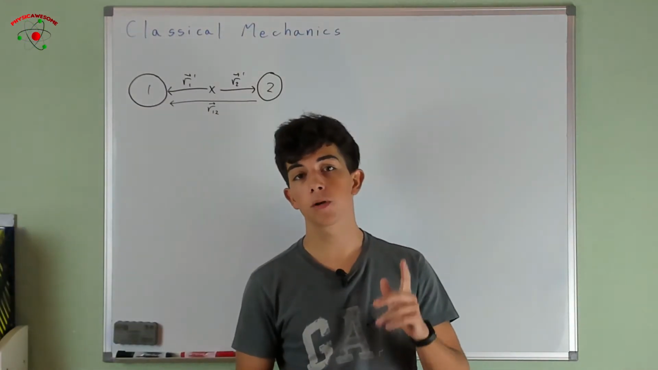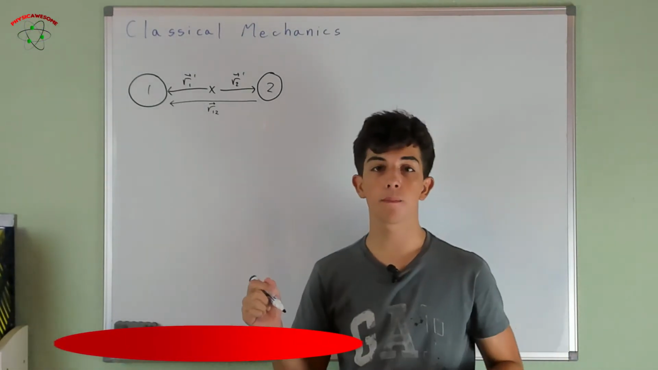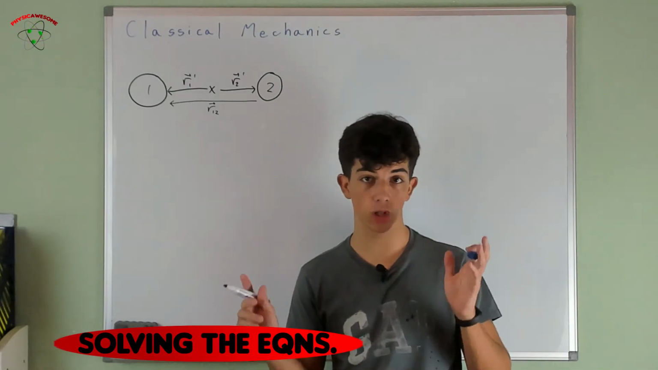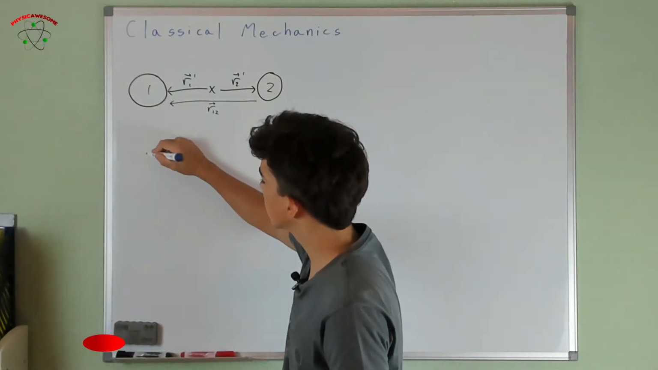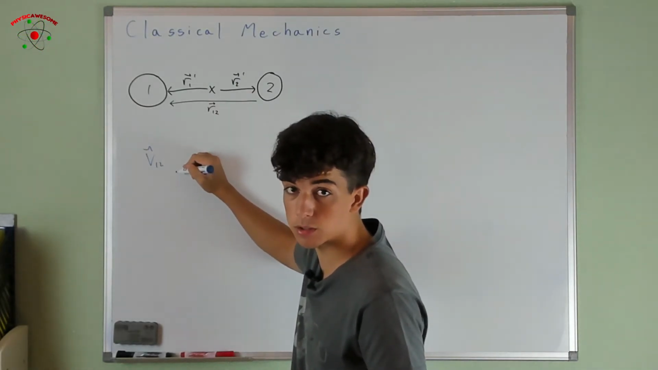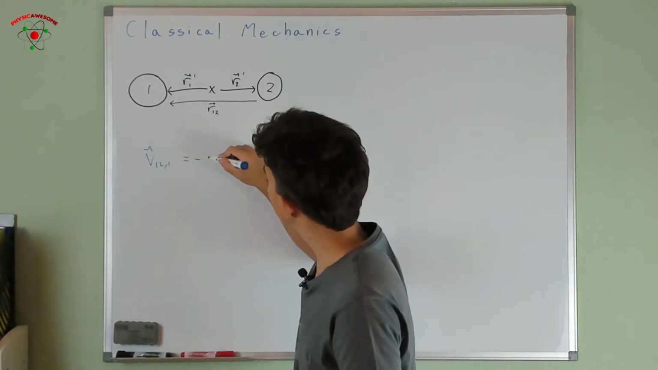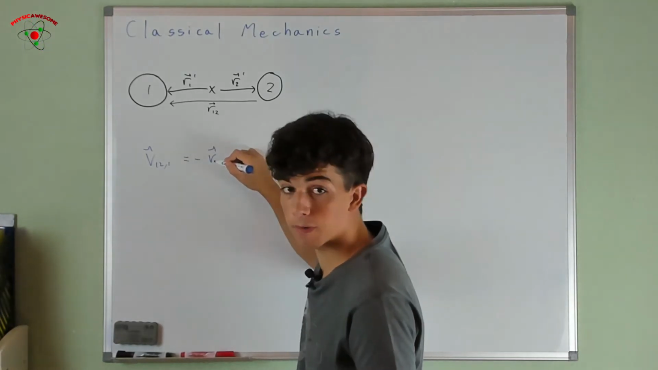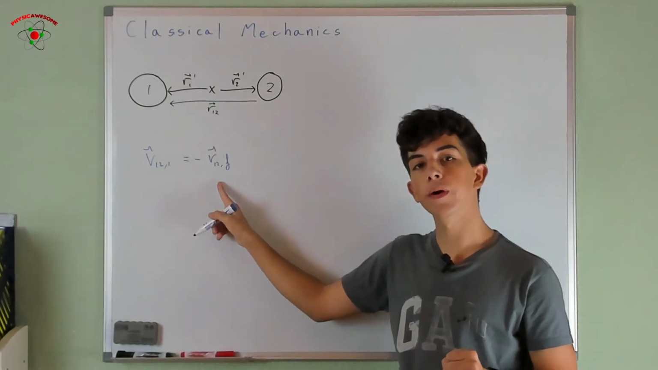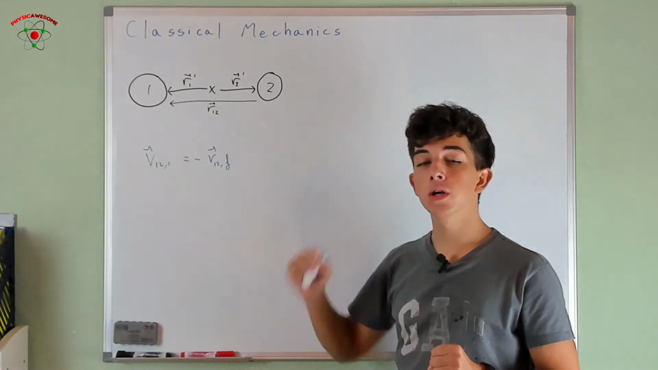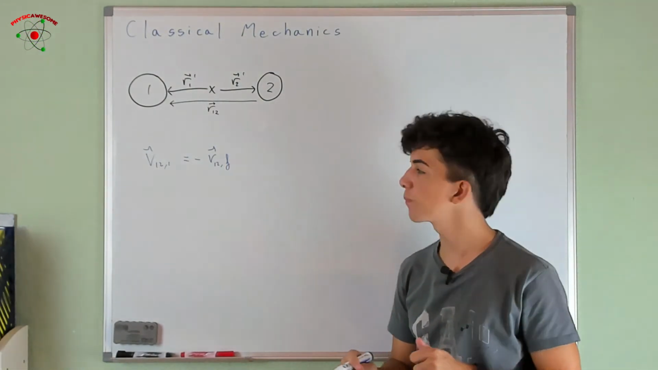Right, from last time, we derived a momentum and kinetic energy relation about the relative velocity, and that said that the initial relative velocity V12 initial equals the opposite of the final relative velocity. Knowing this, we will apply it to our reference frame, the center of mass reference frame.